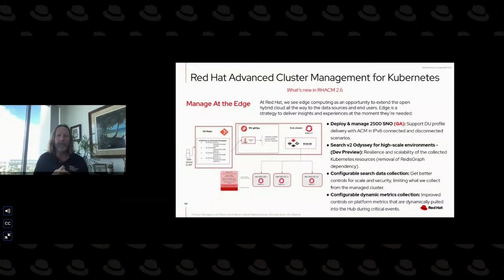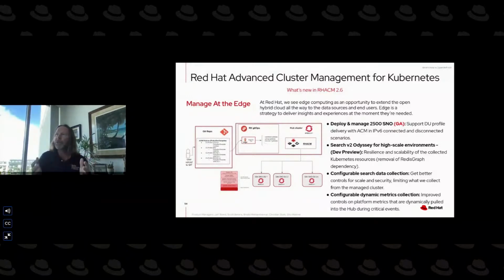The underlying search capability has been re-architected for better resilience and scalability for collecting information about the resources on the cluster. And one of the things that helps us with scale is helping you configure exactly the type of Kubernetes objects that you would like to have in that one single pane of glass interface. So you can configure what data or Kubernetes objects are being returned back to the hub through search. And we've also taken steps to make sure that the dynamic metrics collection is also configurable.